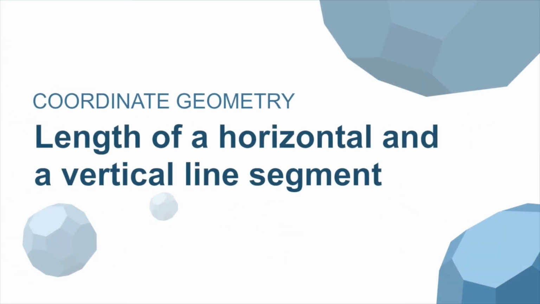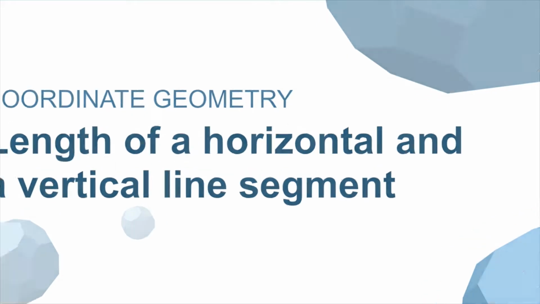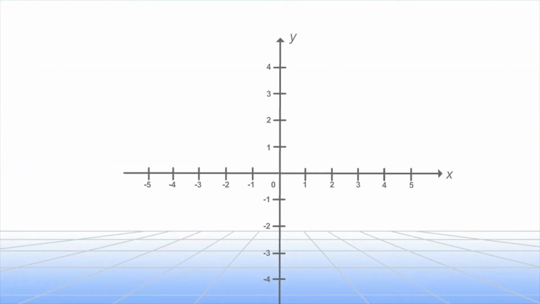In this video, we will learn how to find the length of a horizontal and a vertical line segment. Let us recap how we indicate and locate the position of a point on a graph. We use an ordered pair of numbers, which we call the x and y coordinates of a point. So, what are the x and y coordinates of this point?